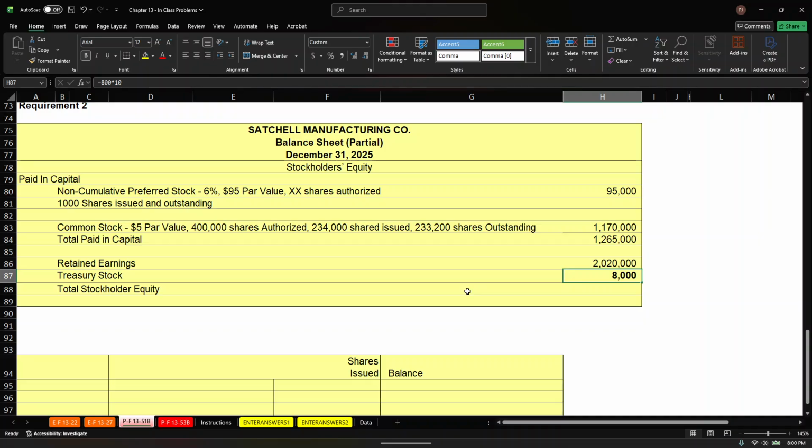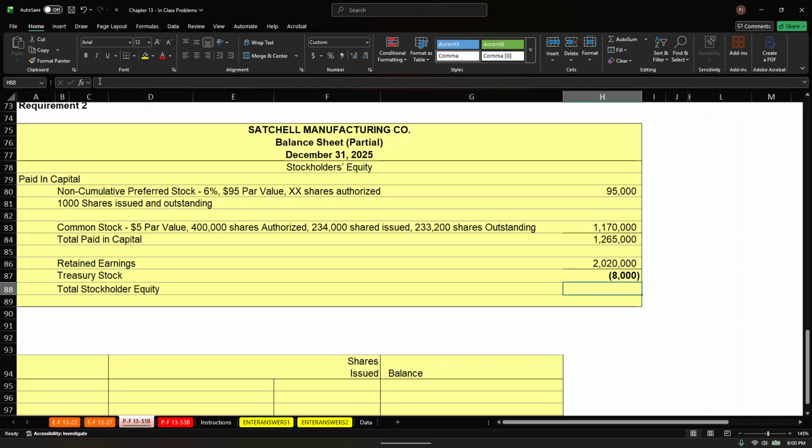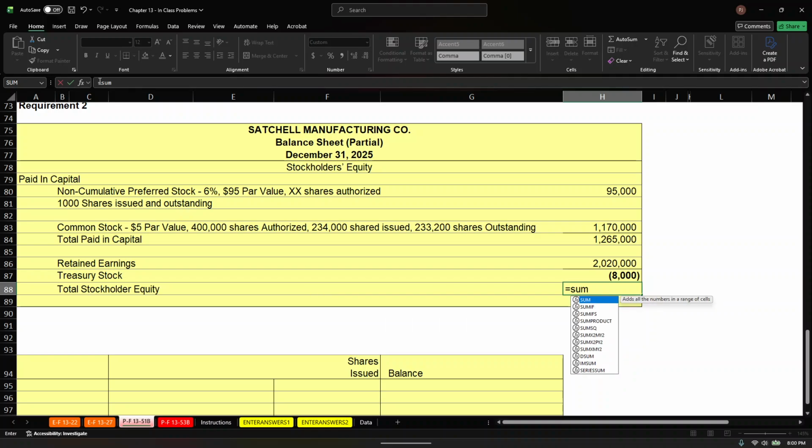This is a credit balance. Retained earnings is a credit balance. What is treasury stock? Is it a debit or a credit balance? It's a debit balance. Okay. That means it's taking away from equity. This has to be a reduction. Okay, so now we could add this all up.